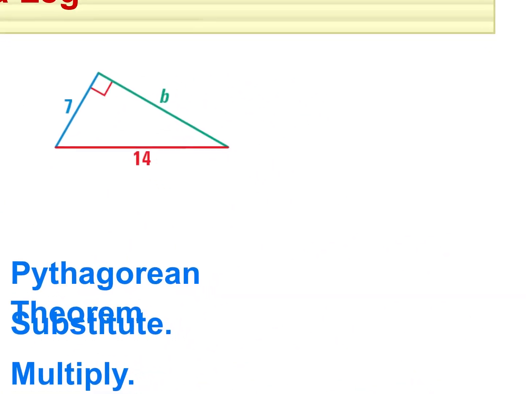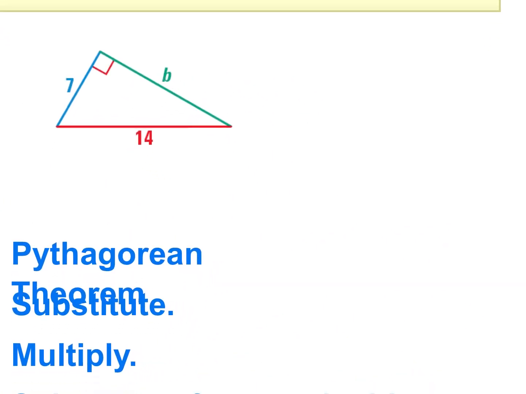Let's look at this one. Okay, let's label first. Someone give me one leg. Tell me what one of the legs is. B. 7 and B. Why are those the legs? They're connected to the right angle. Okay, and they're the smaller sides. Okay, so how do we set this up then? 7 squared plus b squared equals 14 squared. Do not forget the squareds. Okay, and it's leg plus leg equal to the other side, the hypotenuse, across from the right angle.